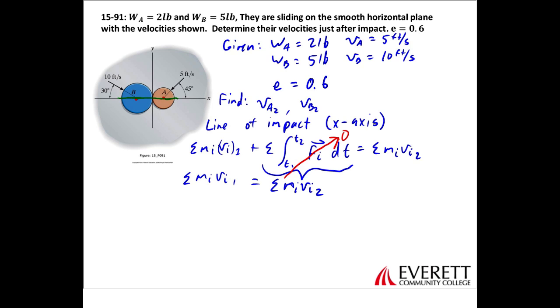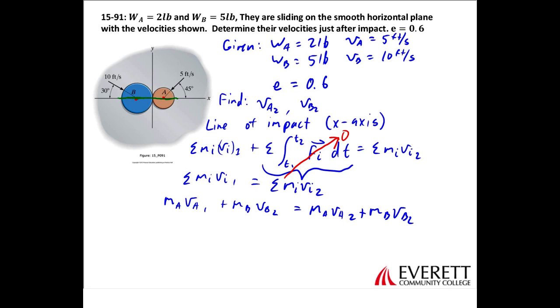So we have mₐ velocity of A1 plus m_b velocity of B1 is going to be equal to, might as well stay in the same order, mₐ velocity of A2 and m_b velocity of B2.